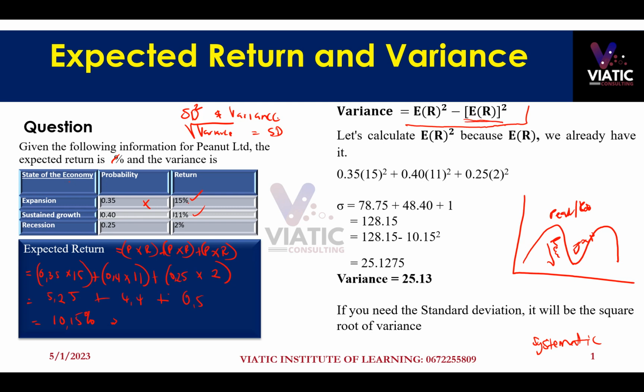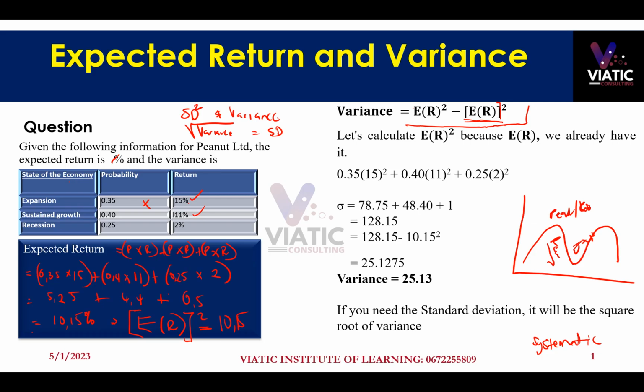This part is expected return. So what we can say is that our expected return, ER, is equal to 10.15. So on our formula, we have just done this. We put in brackets and we say squared. So we already have the expected return. So our formula for variance is saying probability multiplied by return squared. Return is the only item that is squared, minus expected return squared.